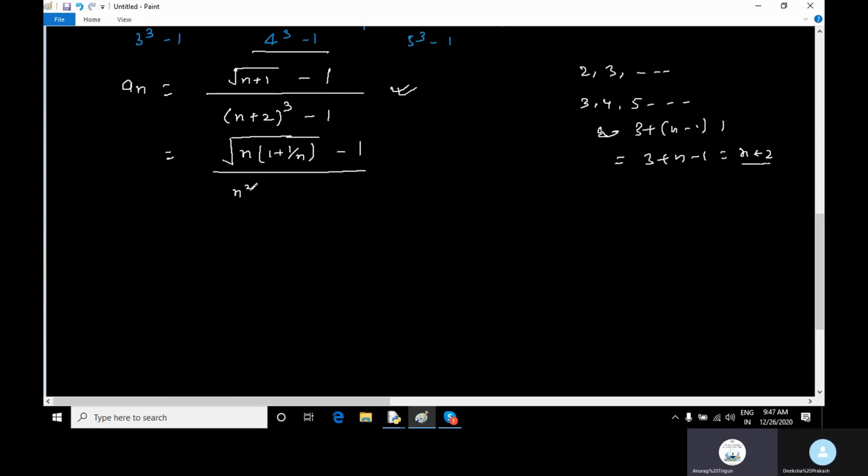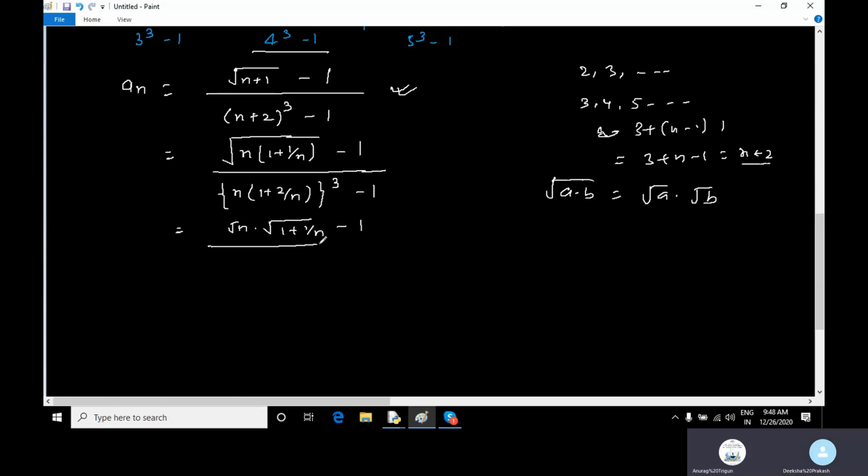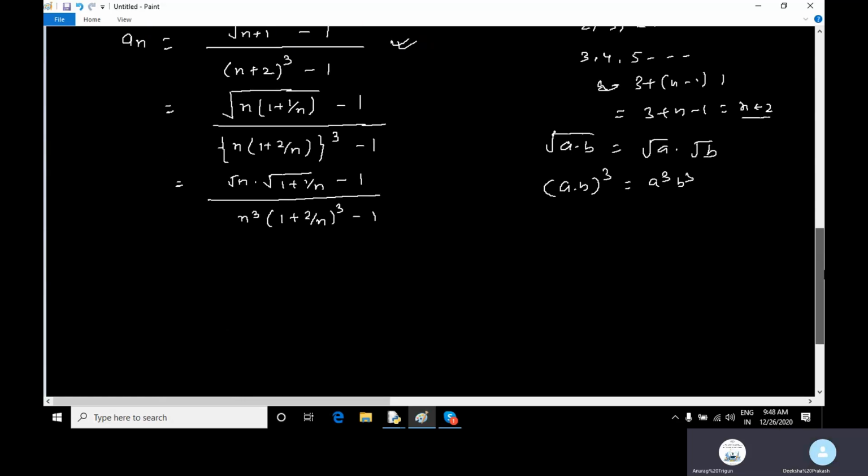Here also if you take n power 3 outside, so I can write here 1 plus 2 by n, n power 3 don't write, n will write it. 1 plus 2 by n, that whole to the power 3 I can write it, minus 1. Now no confusion, because everything I have done in the bracket only. So now if you take this n outside, it's just like root of ab is root a into root b, right? So I can write root of n into root of 1 plus 1 by n, minus 1. And here n power 3 and 1 plus 2 by n to the power of 3, minus 1, because (ab) cube means a cube b cube. Any doubt till here?